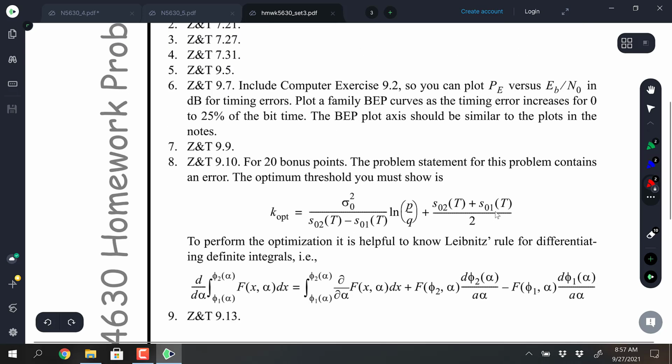We're going to be looking at simple binary schemes, and this problem right here has bonus points on it. It involves trying to find the optimum threshold, which is derived in the book, but the details are left to a homework problem. The optimization involved in this problem uses Leibniz rule for differentiation of a definite integral, and it's used if you want to carry this out.